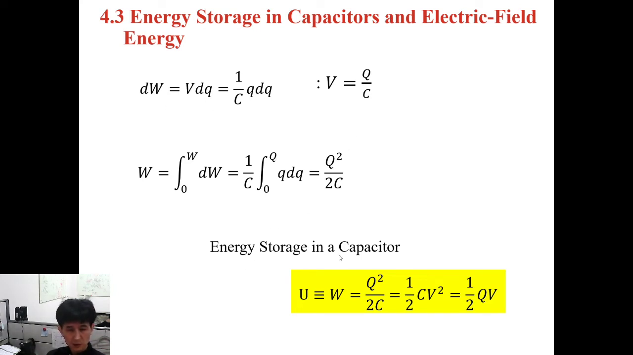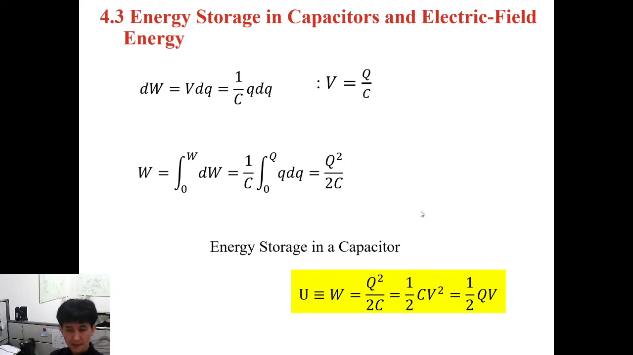So the energy stored in the capacitor is just the work done by moving charges from the neutral position to the final charge amount of Q. Then we have the energy stored in a system equals the final charge squared divided by 2C.